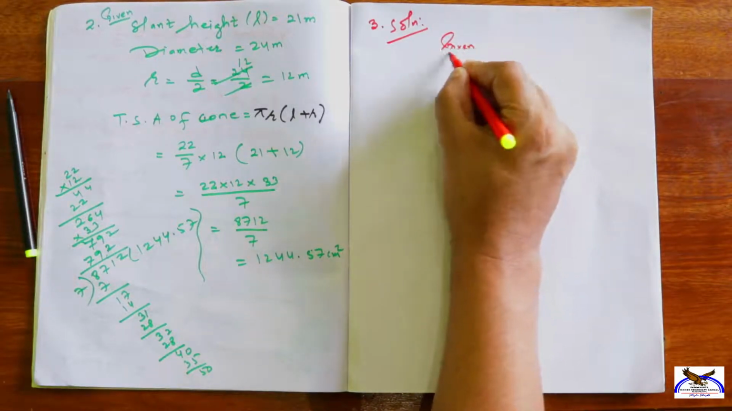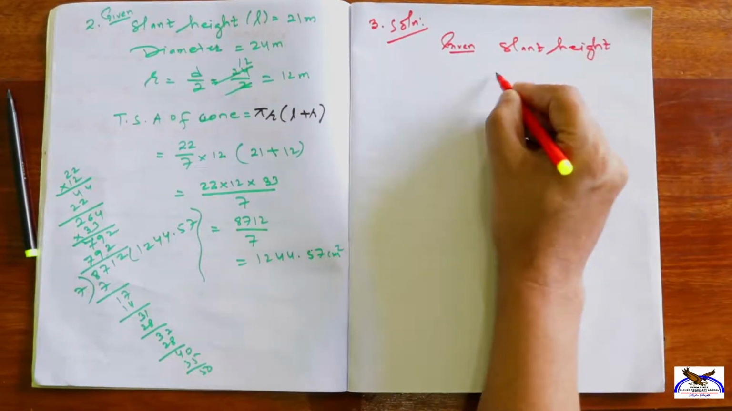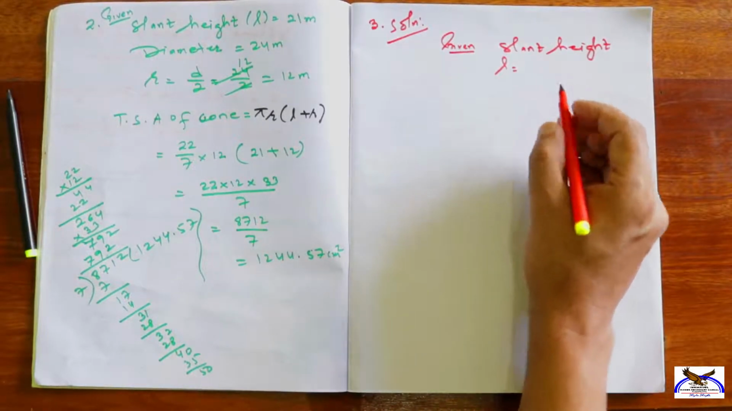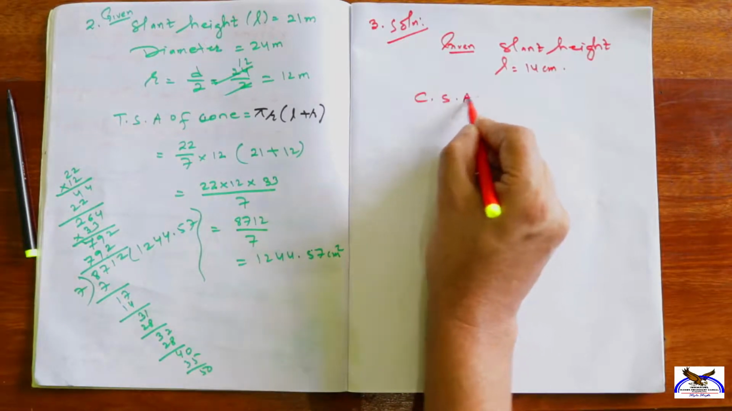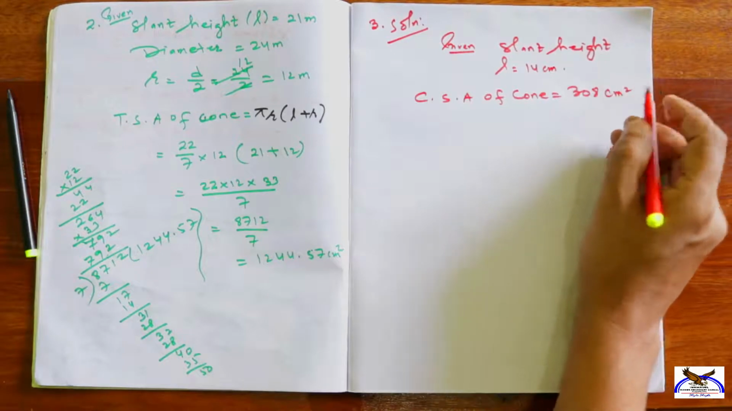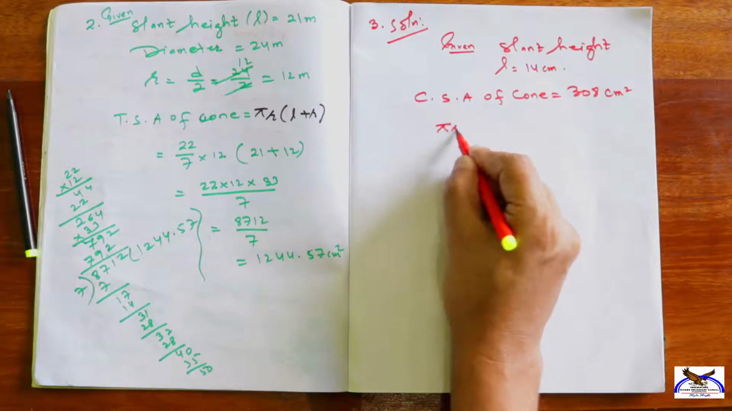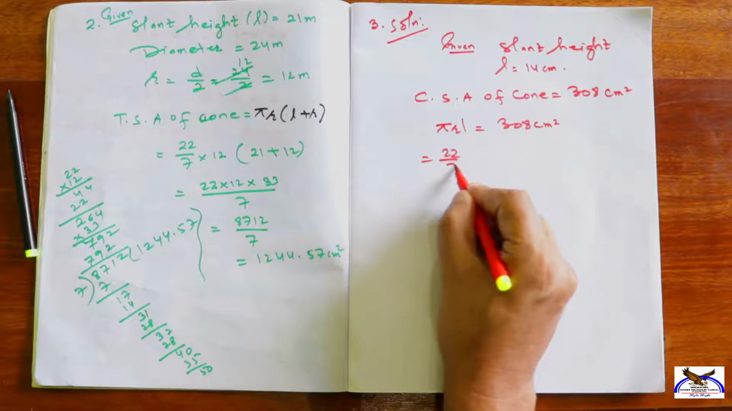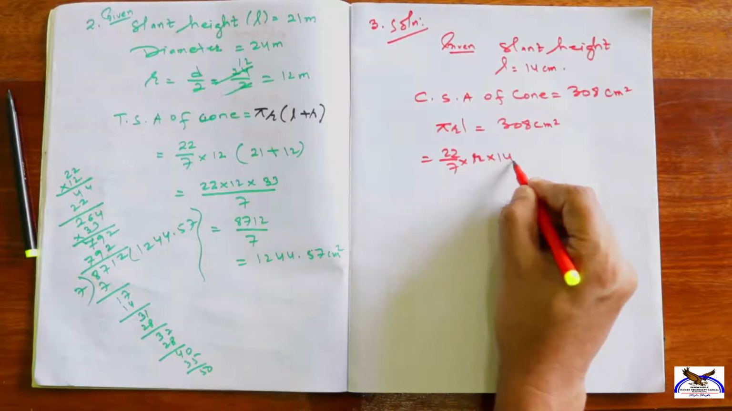Given slant height L is 14. Curved surface area of cone is 308. So the curved surface area of cone, pi R L, is 308. Pi is 22 by 7. Radius is not there, so R you can write here. Slant height is 14.